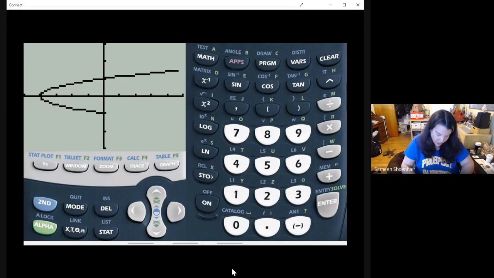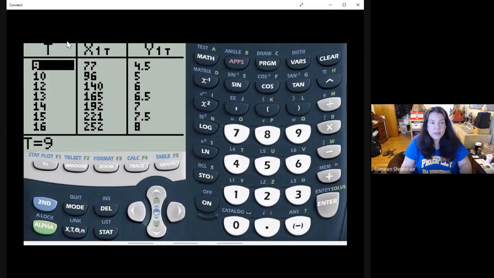One last thing, if we go to the table, you can see the table now has the 3 columns for t, x, and y. So your calculator handles all of this, which is kind of nice. All right, so any questions so far?